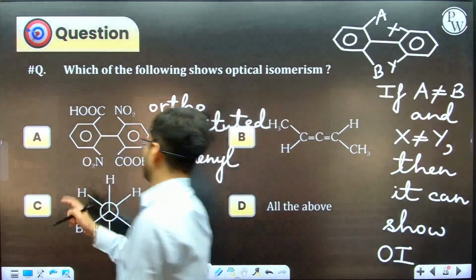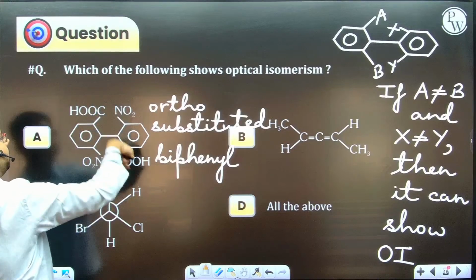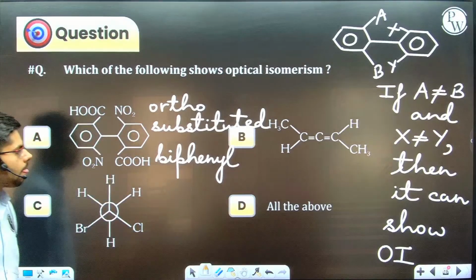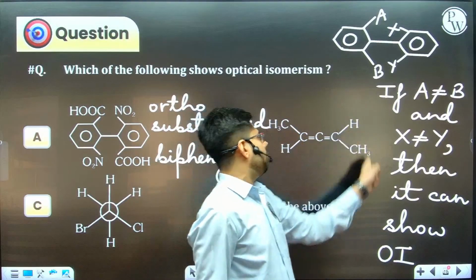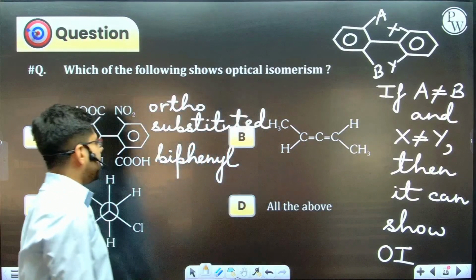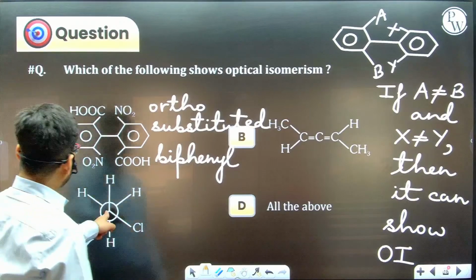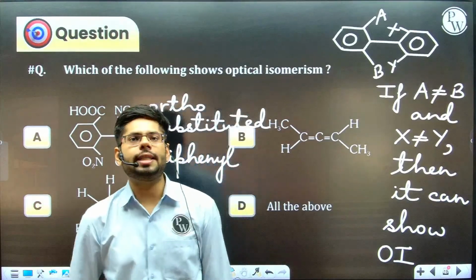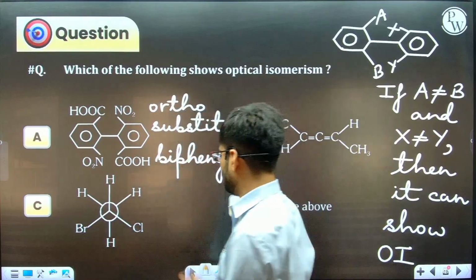So A is optically active, COH and NO2, two different groups. So A is not equal to B. Similarly, X is not equal to Y, NO2 and COH, these are two different groups. B is an allene, we have already discussed, these two are different groups, these two are different groups, and hence B is also optically active. A and B are optically active. Now C, just by looking at C we cannot figure out. So what we can do is, we can convert this to Fischer projection. Convert this to Fischer and check whether there is any POS or not. If there is no POS in Fischer, then we'll say that it is optically active. So convert this to Fischer.